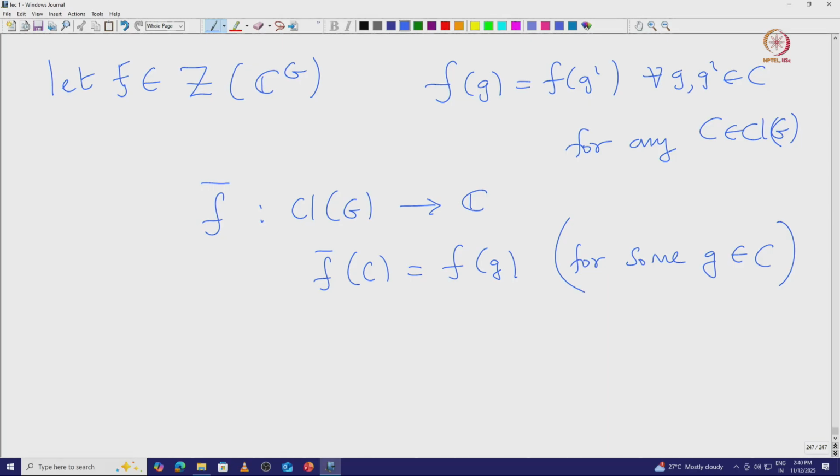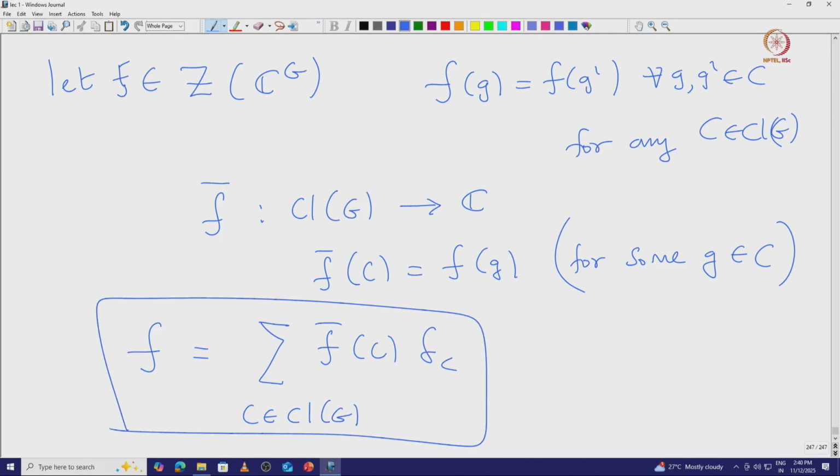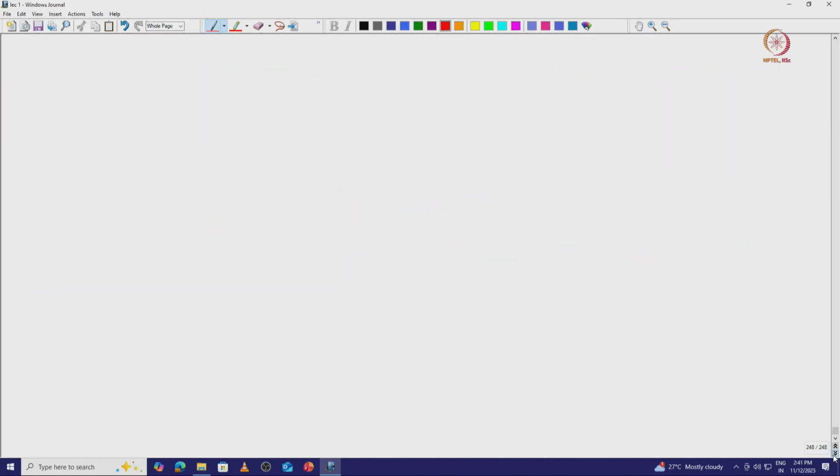Now it is immediate that f, as a function, is the sum of f bar of C delta C, where C runs over CL of G. So, this indeed proves f can be written as a linear combination of delta C. It is actually a quick check, I will leave it to you. Now we want to prove that it is indeed a basis.